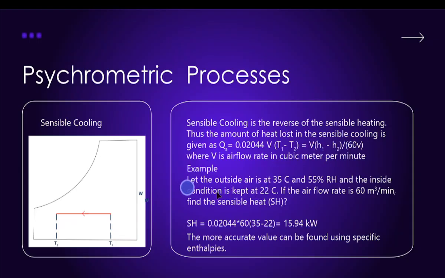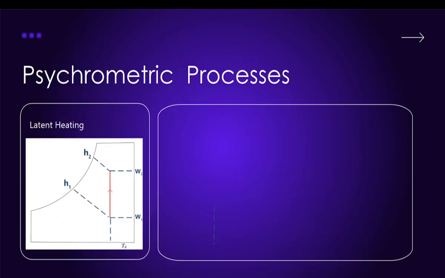So let the outside air be 35 degrees Celsius and 55% relative humidity, and the inside condition is kept at 22 degrees Celsius. If the airflow rate is 60 meter cube per minute, find the sensible heat load. So SH is like 0.02044 times 60 times (35 minus 22). So it comes out to be 15.94 kilowatt. The more accurate value can be found using the specific enthalpies. You can do it by yourself.